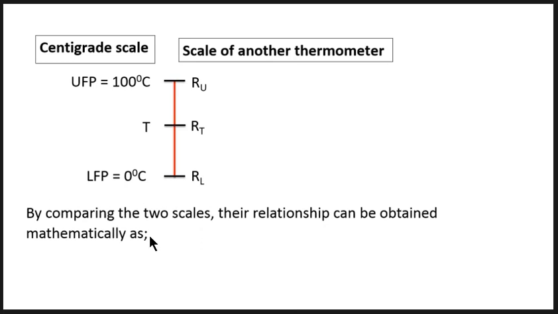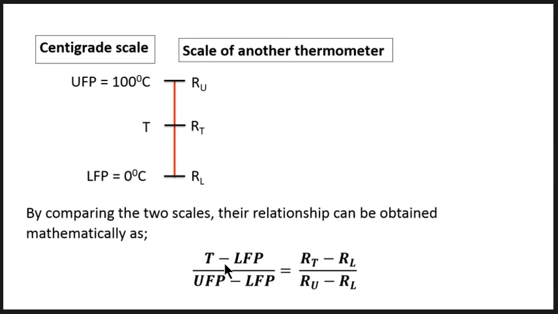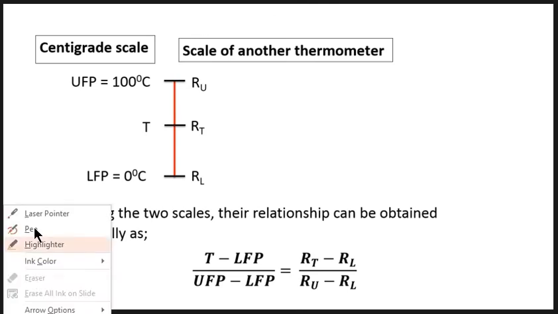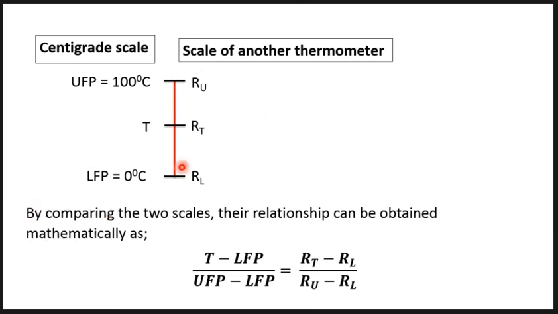So what I'm simply saying is that by comparing the two scales, their relationship can be obtained mathematically as this. It becomes T minus LFP, the lower fixed point, over UFP minus LFP, that is, you are taking the lower fixed point away from the upper fixed point. Then I'm repeating exactly the same thing on this other side.